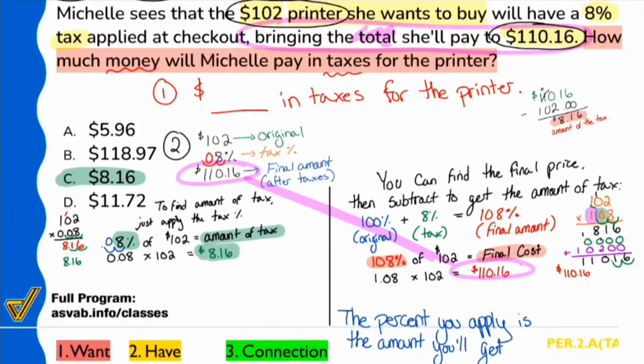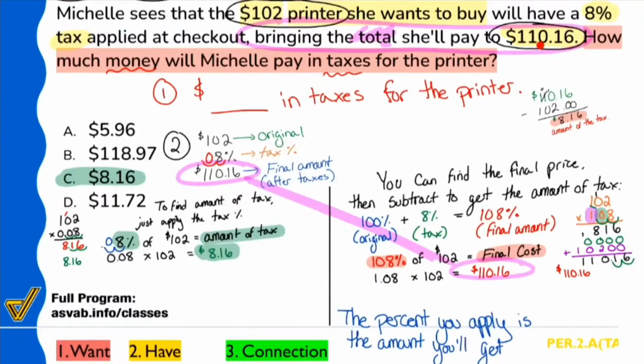So one more time before we continue, though, while Seth asks this question. The reason I showed you this was to show you that the percent that you apply is the amount that you'll get. And I want you to notice that this is literally the same exact thing that we did. We proved that if we apply the tax to the original, we'll get that 110.16 that we got earlier in the problem given to us. So it works out, it checks out.